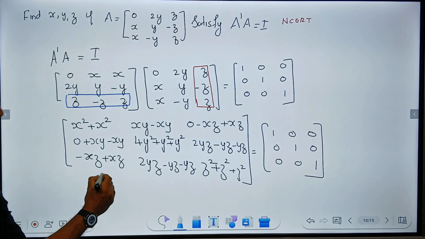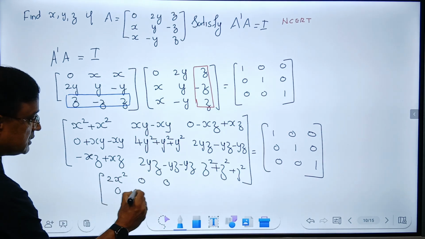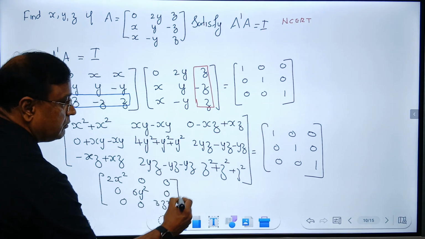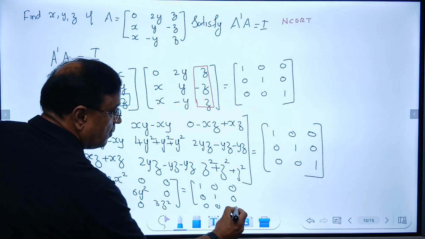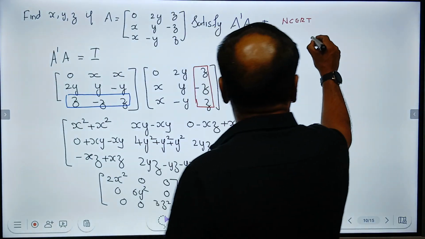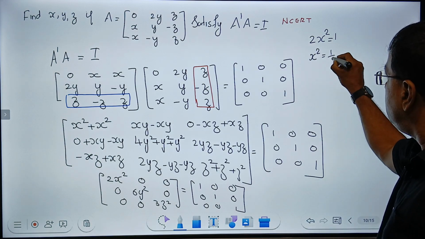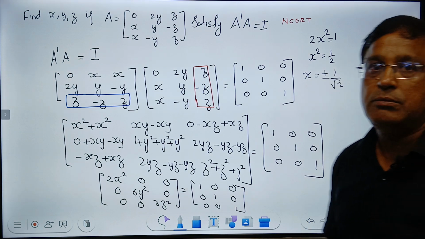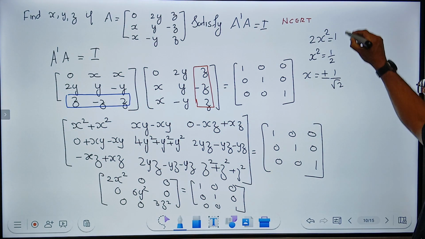Now if you see this carefully, this is 2x square 0 0, 0 6y square 0, 0 0 3z square, equal to 1 0 0, 0 1 0, 0 0 1. Now by equality of two matrices, what do you know? 2x square equal to 1. So x square equal to 1 by 2. So x will be plus or minus 1 by root 2. Some of them miss that plus or minus. They write only plus 1 by root 2. They'll lose marks.